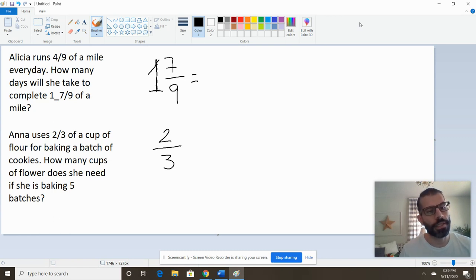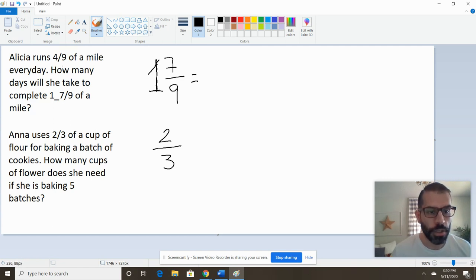So the first problem says, Alicia runs 4/9 of a mile every day. How many days will she take to complete 1 7/9 of a mile? All right. So when you read this problem, you already have information about what Alicia has to complete. So you already know you have to get to this number of miles, 1 7/9 miles. So it's almost 2 miles, but she still needs a fraction of a mile.